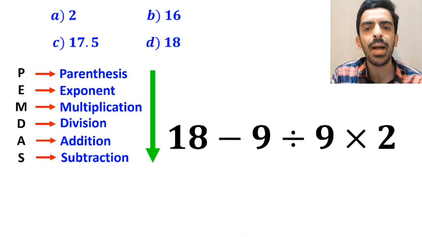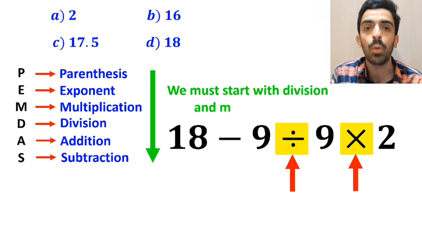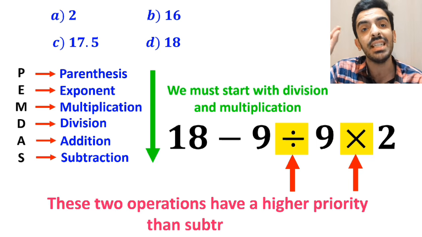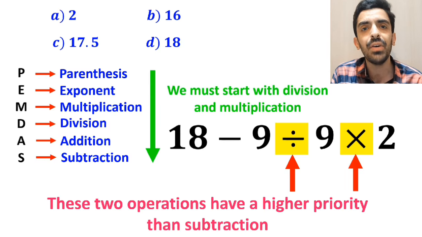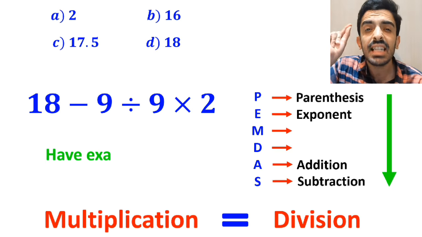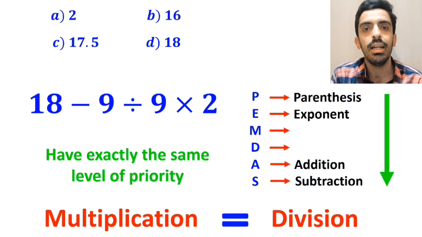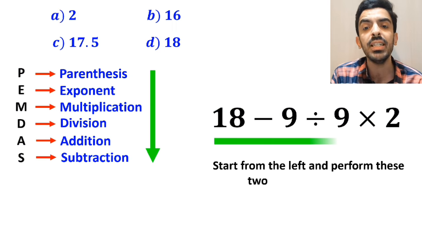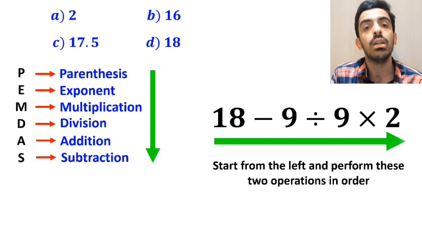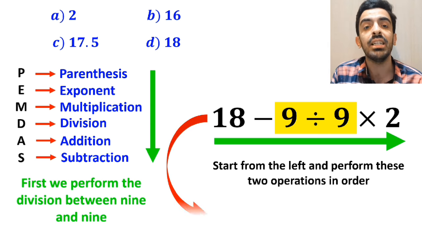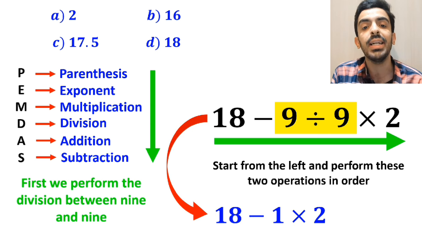Okay, according to the PEMDAS rule, we must start with the division and multiplication because these two operations have a higher priority than subtraction. However, it's very important to keep in mind that multiplication and division have exactly the same level of priority. In this situation, the best approach is to start from the left and perform these two operations in order. So, first we perform the division between 9 and 9, and instead of the original expression, we can write 18 minus 1 then times 2.